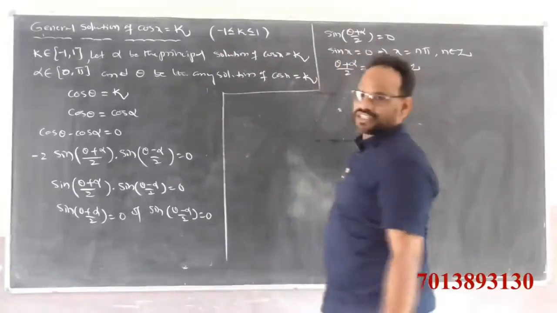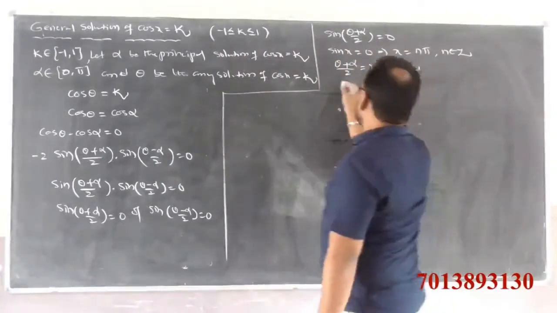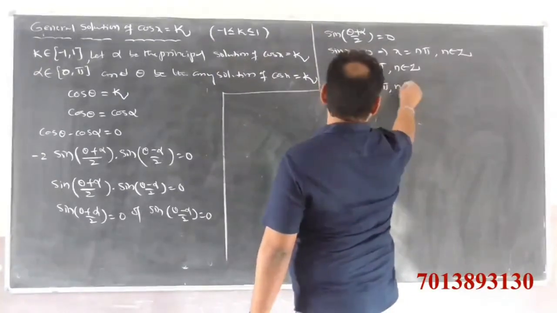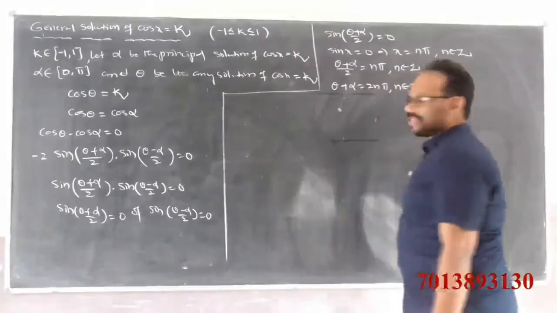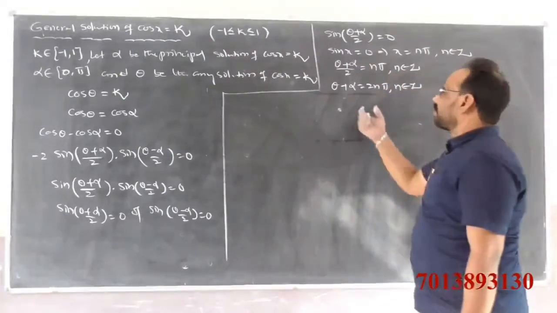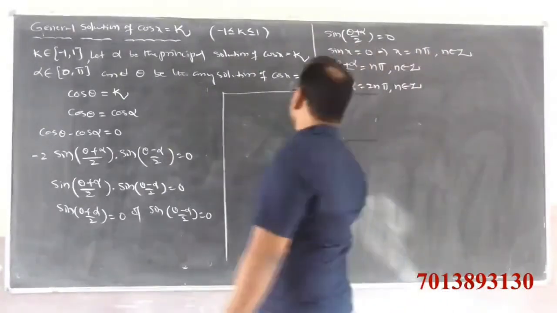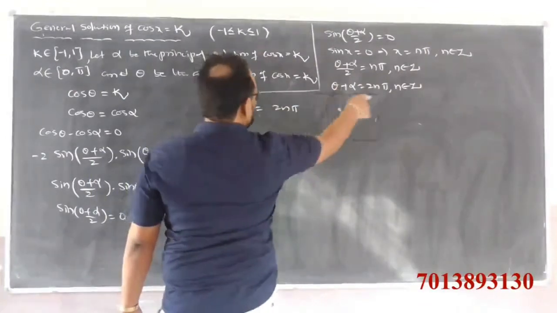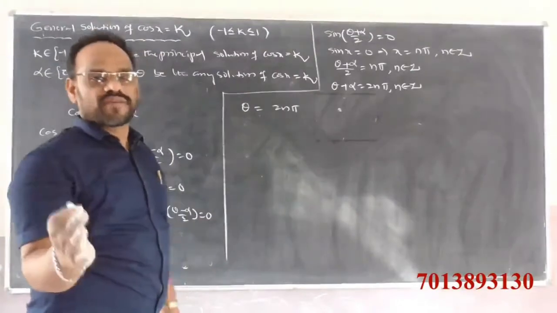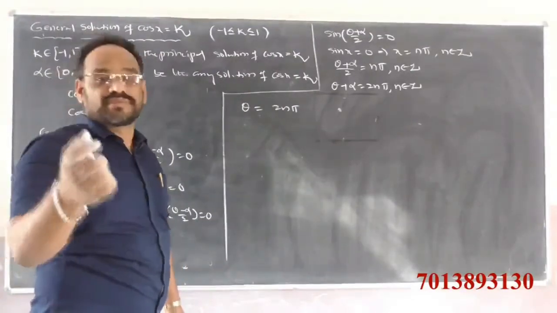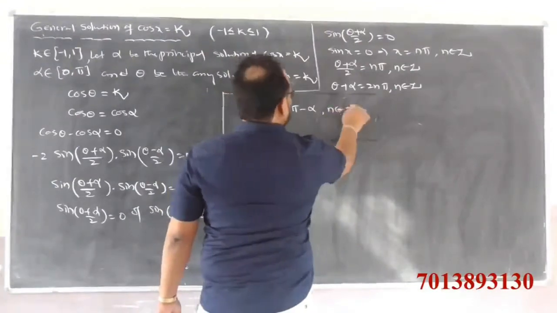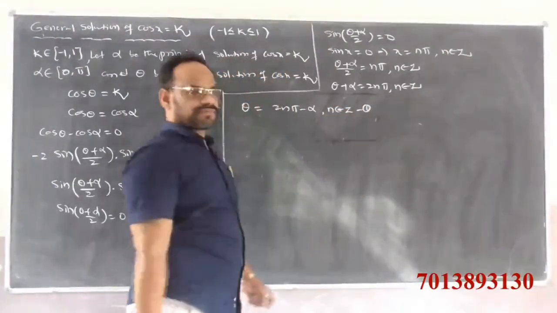If you transpose the 2, we get theta plus alpha equals 2n pi, where n belongs to Z. We want the theta value in terms of alpha. So theta equals 2n pi, and if you transpose plus alpha from LHS to RHS, it becomes negative, that is minus alpha, where n belongs to Z. This is equation number 1.